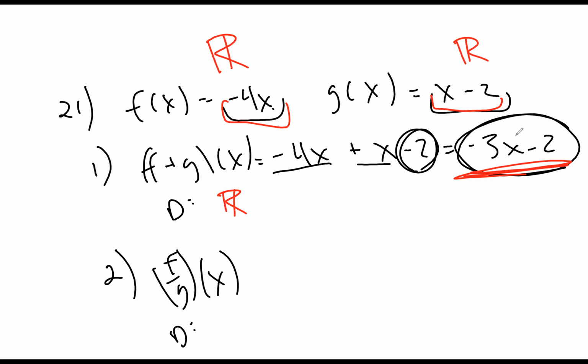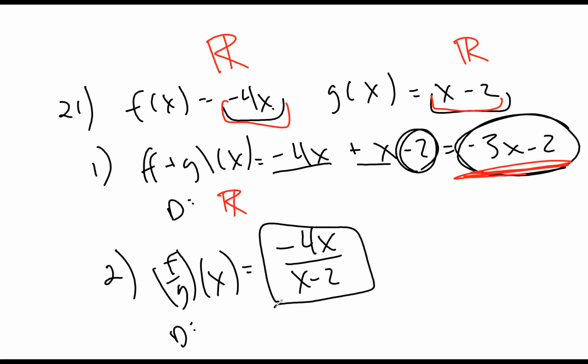Okay, and so then number 2, same idea, but it's a division problem. So I'm going to take f of x, which is negative 4x on top, and then I'm going to take g of x, which is x minus 2 on bottom. And for the most part, when you do this, you're not going to be able to simplify. So don't overthink it. Say, okay, there it is.